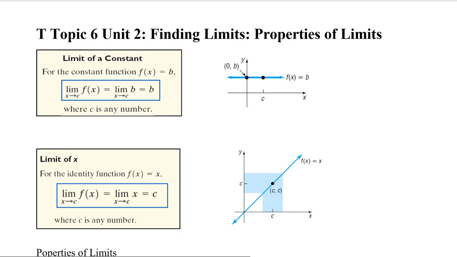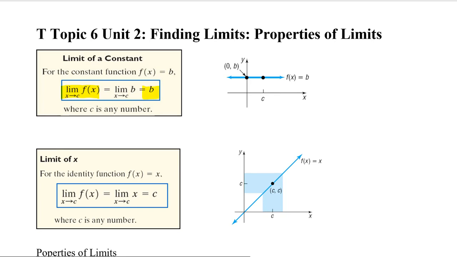So I'm going to run through these properties pretty quickly just so you know that they exist, because they're going to allow us to use the strategies that we're going to take a little more time going over in this video. So the first property that I want you to see is the limit of a constant. And the limit of a constant, the limit as x approaches c of f of x, is just equal to whatever the constant is, which is b.